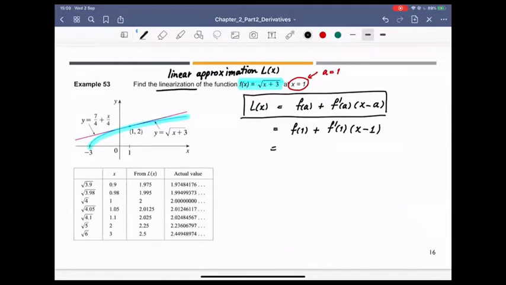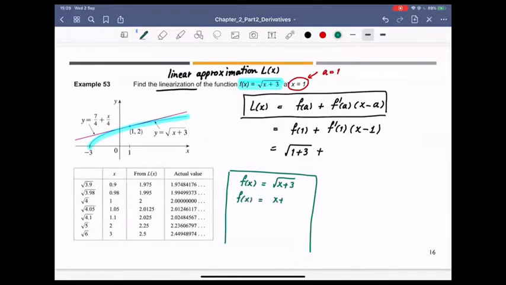And now you can find the value of f(1). So you plug in x equal to 1, so you get square root of 1 plus 3. And then f prime of 1. That means here you need to compute f prime. So you have f(x) equal to square root of x plus 3. Let's simplify it to (x plus 3) to the 1/2. And then when you differentiate, you're going to get 1/2 times (x plus 3) to the negative 1/2.